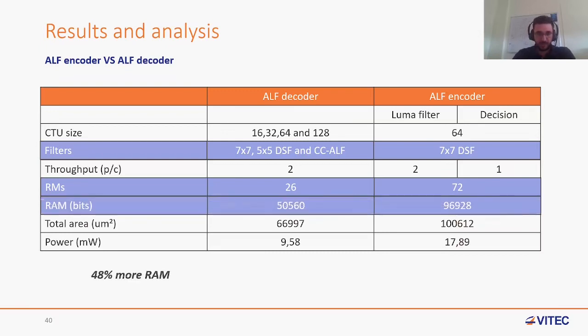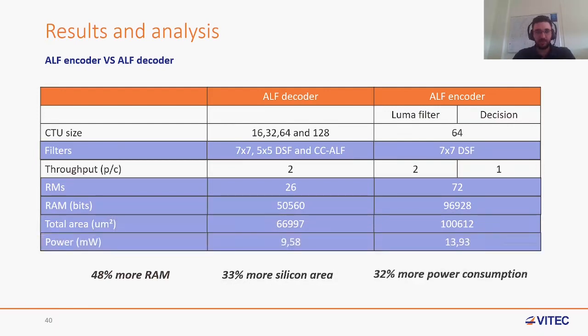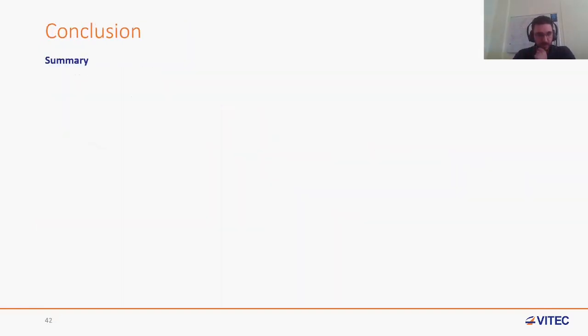Now, in terms of random access memory, we notice that the ALF encoder has 48% more memory consumed. From an area perspective, 33% more silicon area for the encoder also, and from a power perspective, 32% more power consumption compared to the decoder one. Here we can conclude that this result is logical, since the ALF encoder has two phases compared to one phase for the decoder one. Now moving to the conclusion.